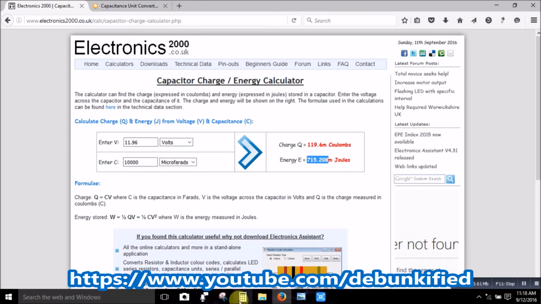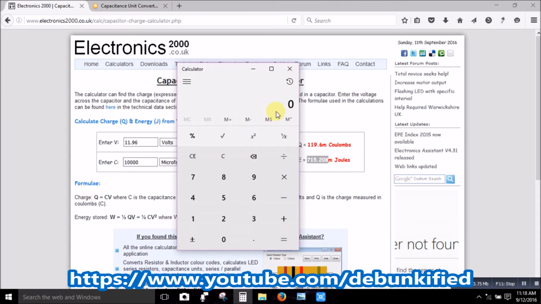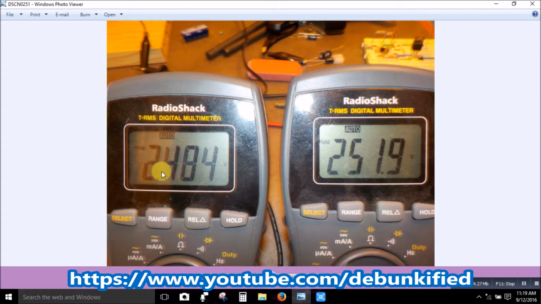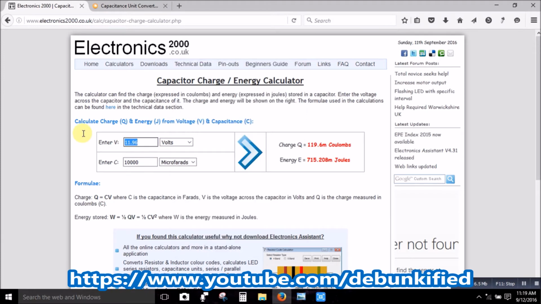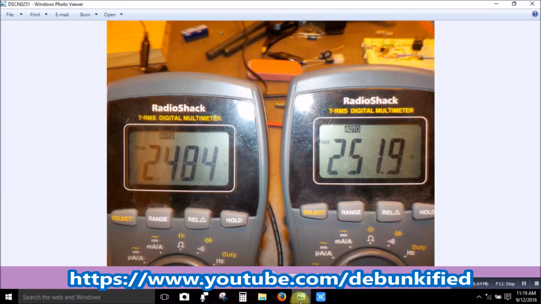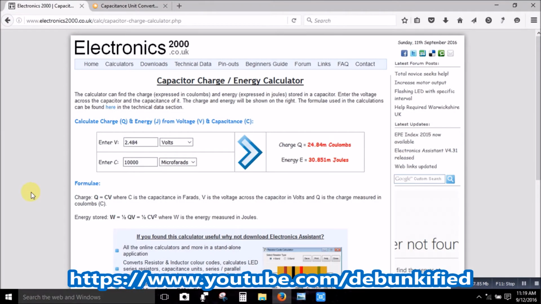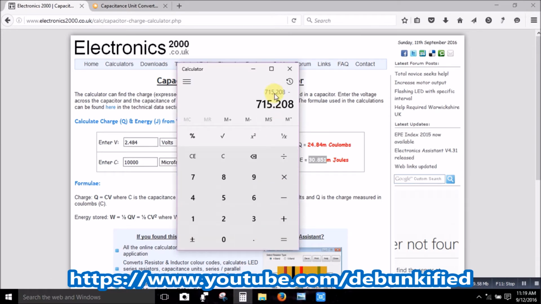Okay, but we didn't actually use all that up. So we're going to come over here and make sure that's cleared, and we're going to paste that in, and we're going to subtract what we ended up with, which is 2.484. So come over here and go 2.484. Okay, this is the amount that we're left with, and if we subtract it from what we started with, we actually used 684 millijoules.